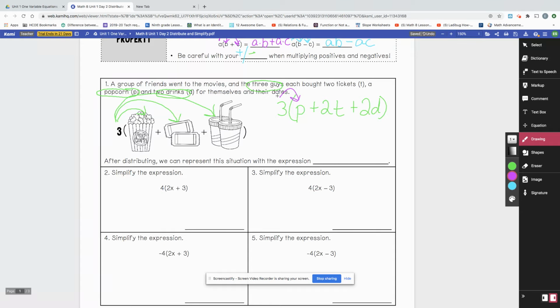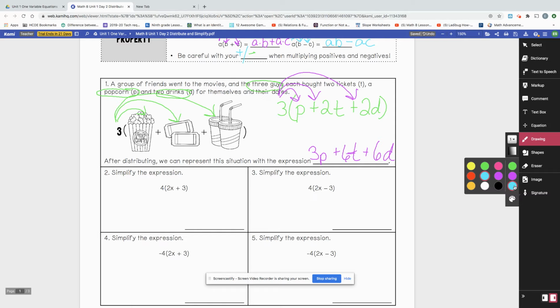When we use the distributive property, we are multiplying the 3 by each term. So that's going to end up with 3 times P plus 3 times 2 times T, which is 6T, plus 6D. Can we combine any of these terms? No, we cannot combine the popcorn, the tickets, and the drinks. So our expression is simplified as much as possible.